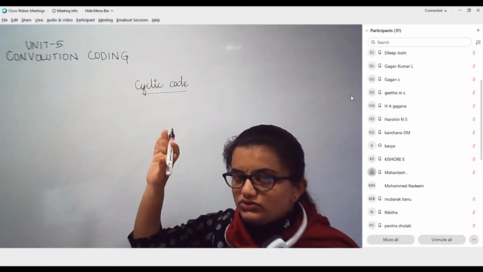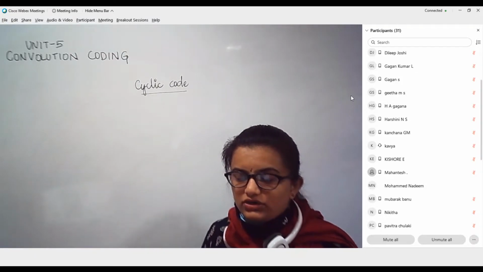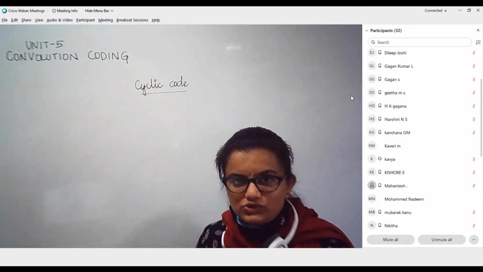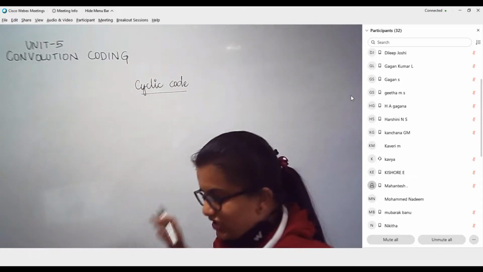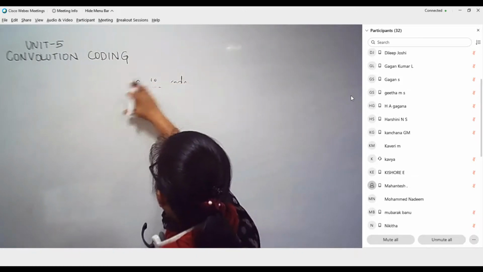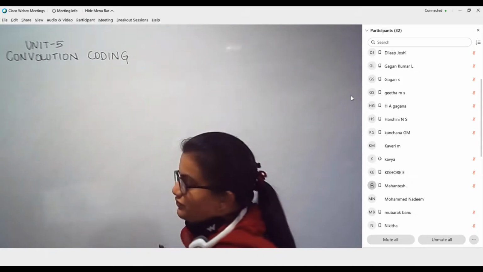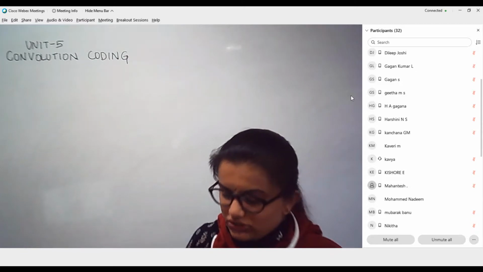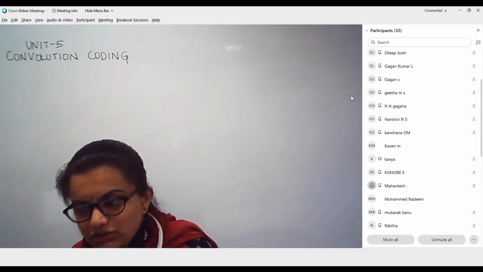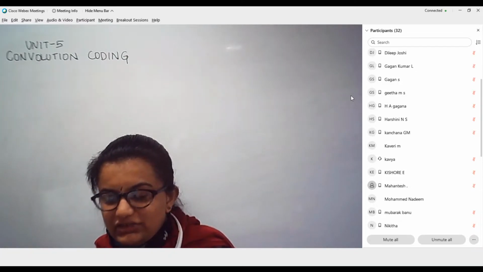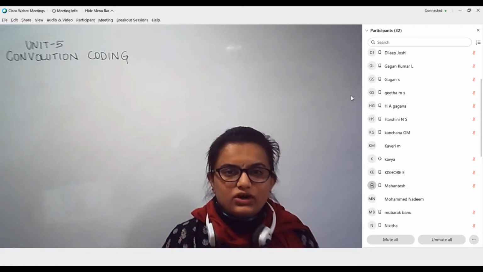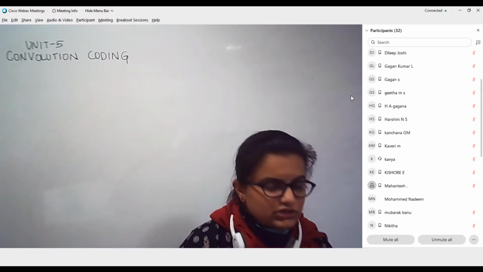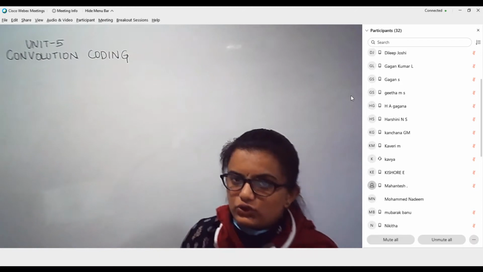So we are going to study convolution coding because we are supposed to be conducting one more experiment in our DC lab corresponding to this convolution coding. So I am going to start off with the second part of Unit 5, which is the convolution coding part. Okay, so please be attentive so that this is helpful for your lab portion.